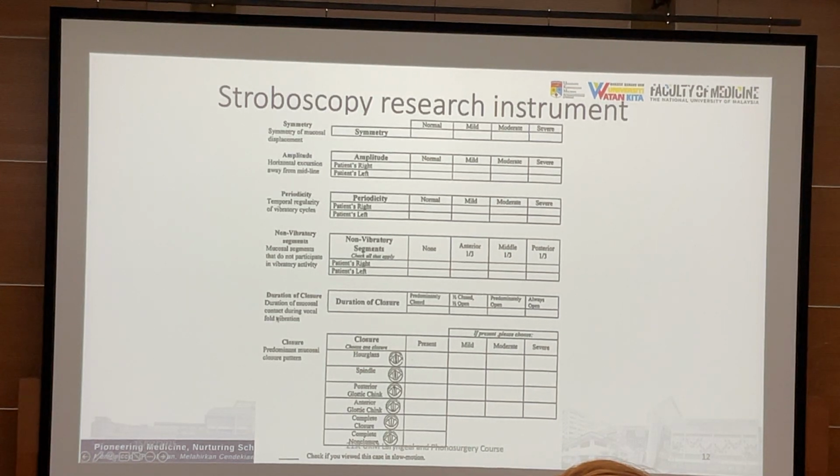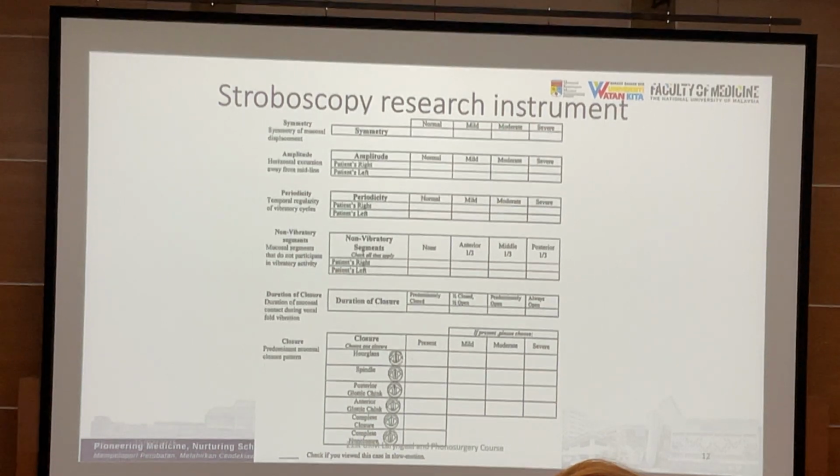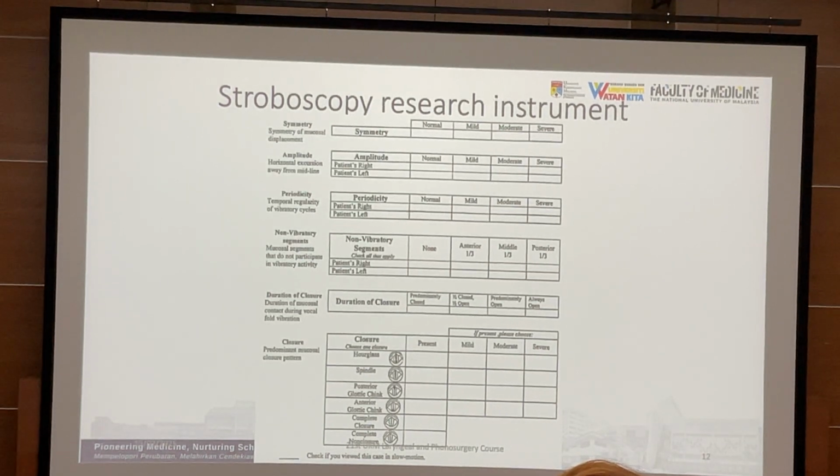Duration of closure means you look at the closed phase, open phase, and close again. Is it predominantly closed? Or is it half open, half closed? Or is it predominantly open or always open? So I will show some examples later on.